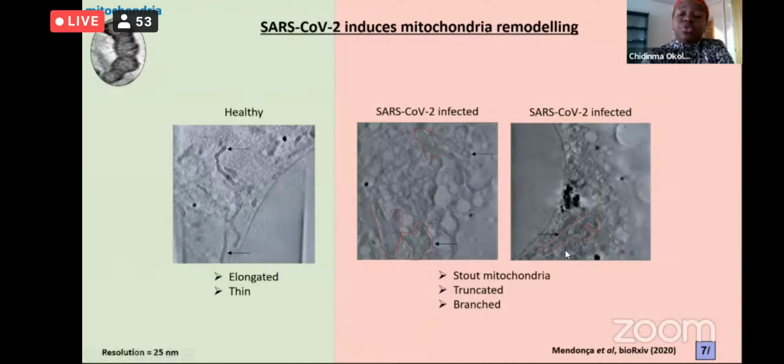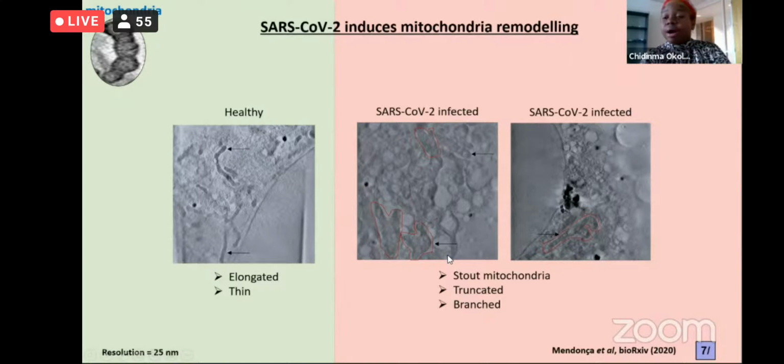Again, we're able to use cryo-soft X-ray tomography to study mitochondrial health in control or healthy mammalian cells and infected cells. Here, we looked at how SARS-CoV-2, the viral agent that causes COVID-19, affects mitochondrial health and leads to remodeling. In healthy cells, we see these nice thin mitochondria in these mammalian cells. However, following infection, these mitochondria become stout, truncated, and branched.